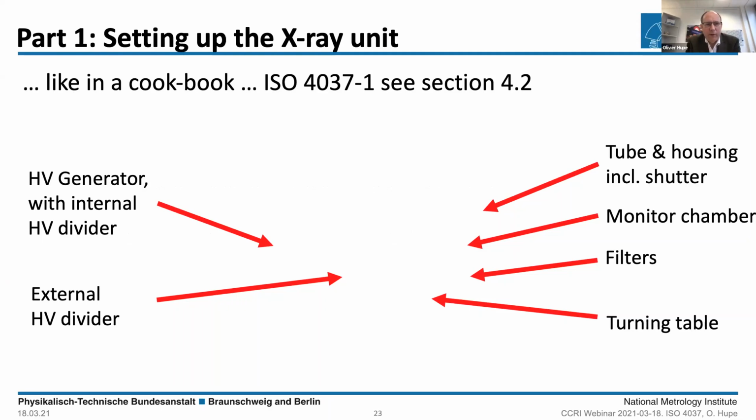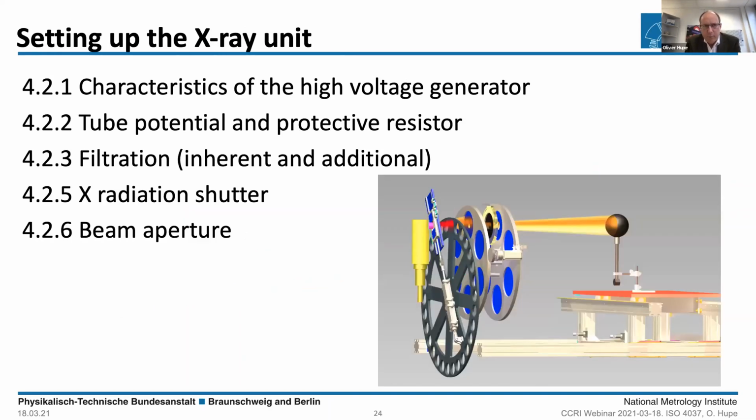So you need the generator, you need the high voltage divider, you need the tube, the monitor chamber, the filters, the turning table, and you buy it according to ISO 4037 Part 1 requirements, which are mentioned, for example, in 4.2.1: characteristics of the high voltage generator, the tube potential and protective resistor, the filtration, inherent and additional filtration, the X-ray shutter, and the beam aperture. So in fact, for all these things, there are requirements which have to be fulfilled.